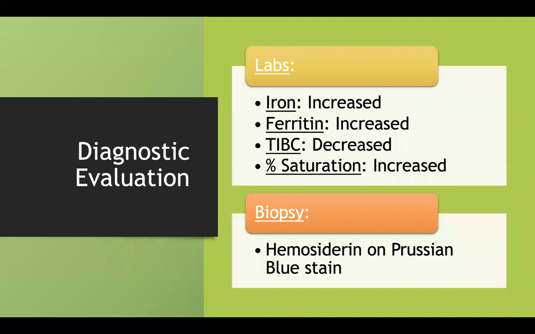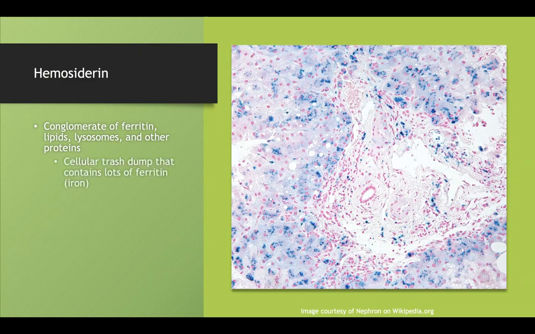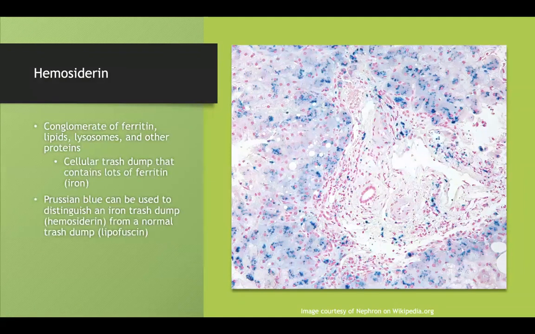On biopsy, this will show hemosiderin on a Prussian blue stain. So hemosiderin is a conglomerate. It has ferritin, lipids, lysosomes, and other proteins. It's basically a trash dump. And in this case, it'll contain lots of ferritin. Your body essentially doesn't have anywhere else to put this ferritin, so it'll try to store it in this form.